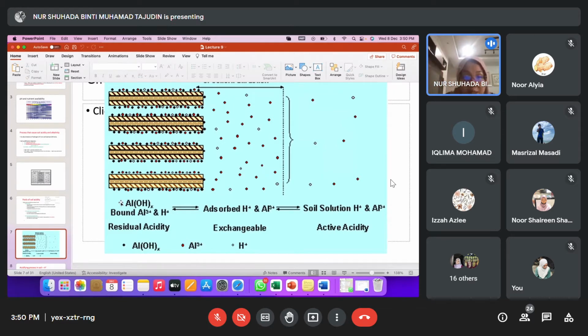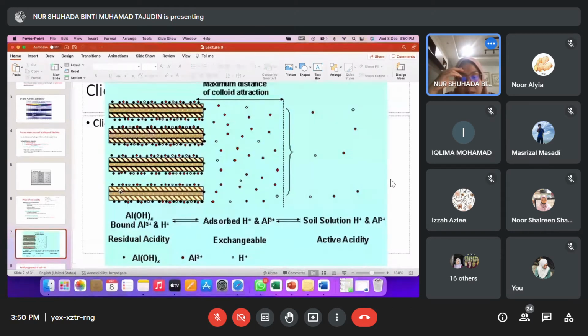The conditions are different. Okay, meaning that usually kalau you in normal conditions, we calculate this only. But if you want to know more about the potentials of acidity that can be happen or occurred in the soil, you have to check the exchangeable. But residual, no. Residual is inside the soil structure.